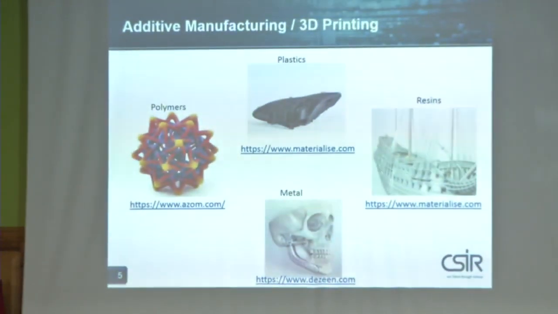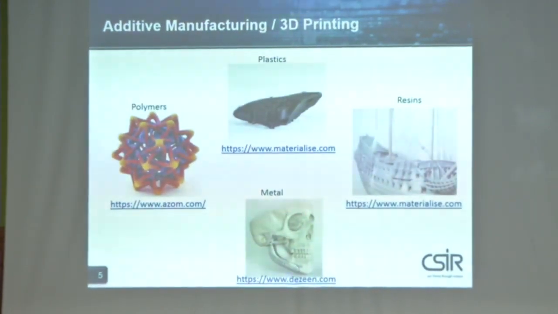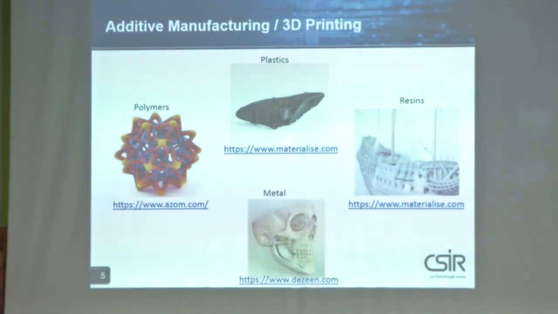But now 3D printing involves quite a lot of materials and has a wide variety of applications as well. So you can use polymers to build stuff, you can use plastics, you can use resins, you can use metal, which is what we use.